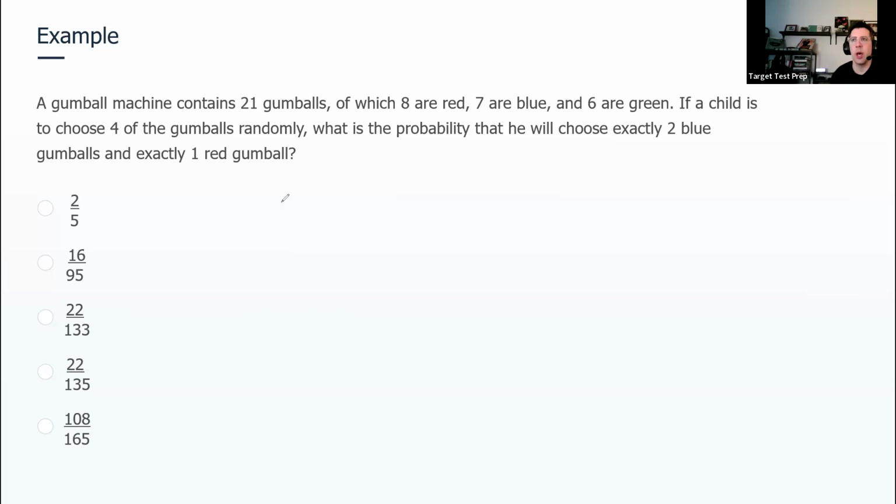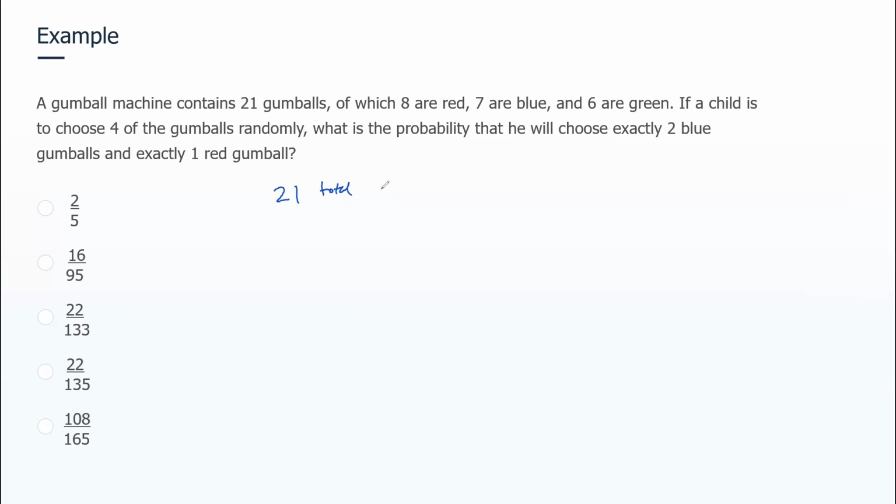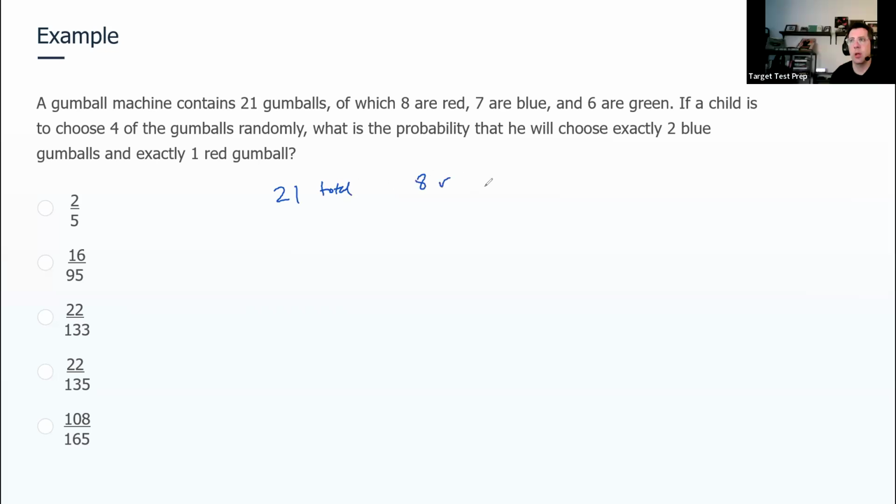Okay, so check this out. We got 21 total gumballs. We got 8 red, 7 blue, 6 green. You're going to choose 4 gumballs randomly. We're looking for the probability of getting 2 blues and exactly 1 red, which implies that the other one would have to be green, right? Okay.